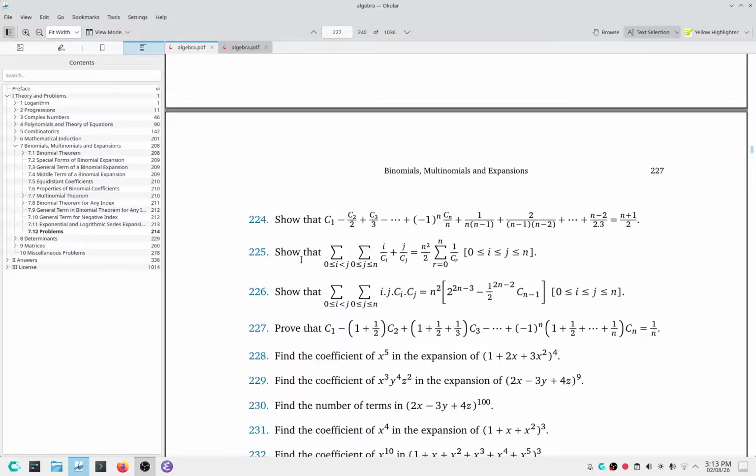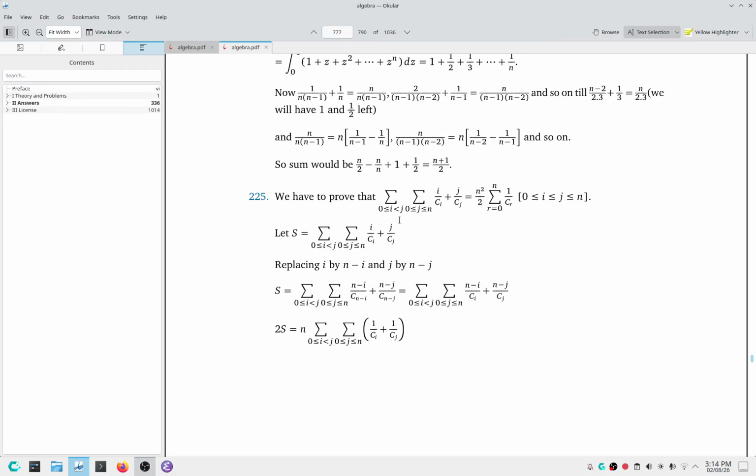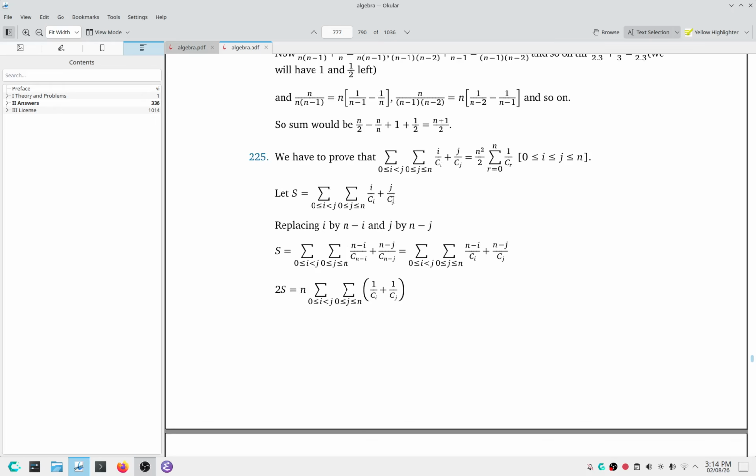Question 225 says that show that sigma where 0 less than or equal to i less than j less than or equal to n, of i upon ci plus j upon cj is equal to n square upon 2 sigma r is equal to 0 to n 1 upon cr. So we have to prove this. We let s is equal to the given left hand side.